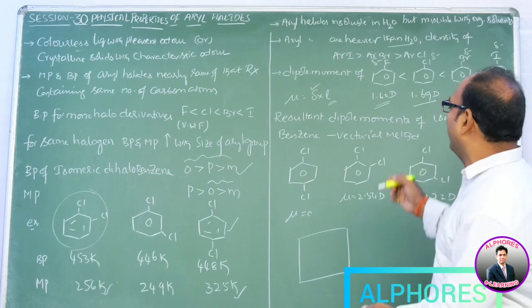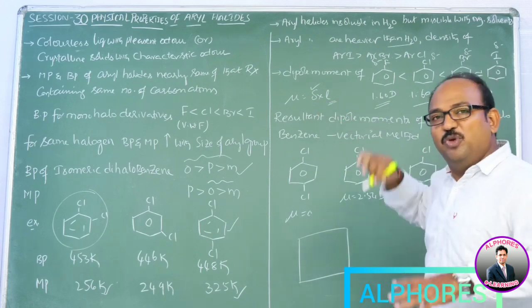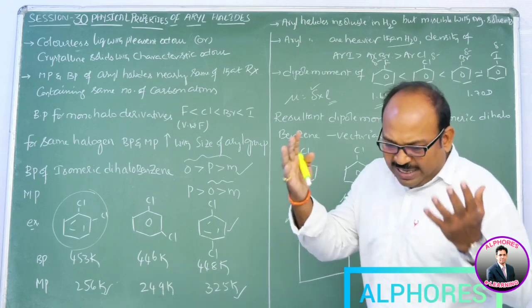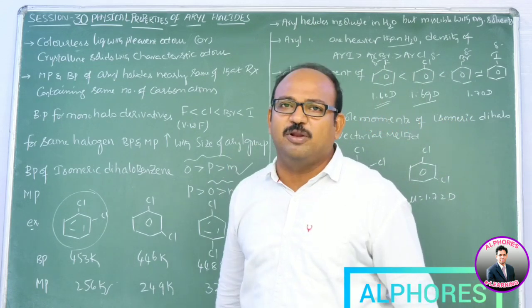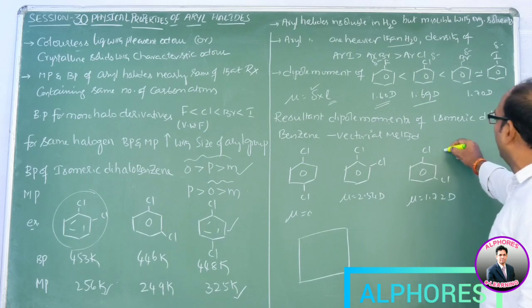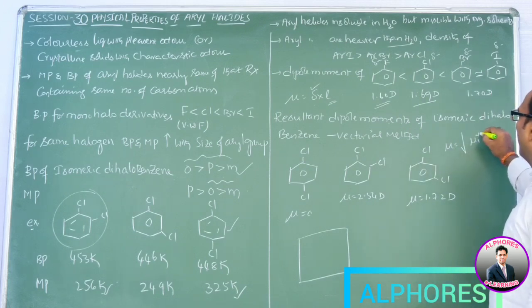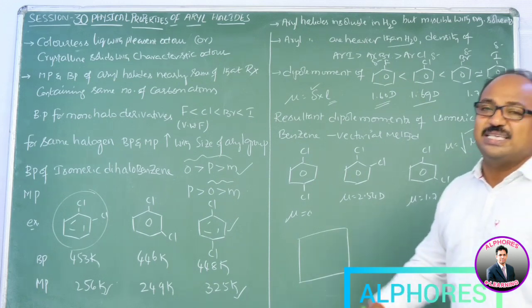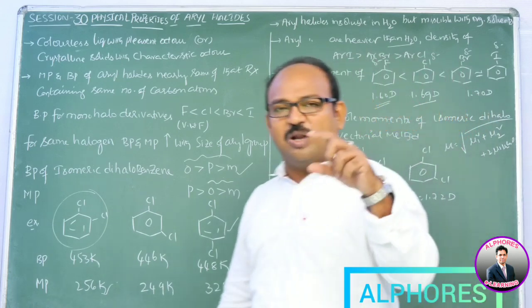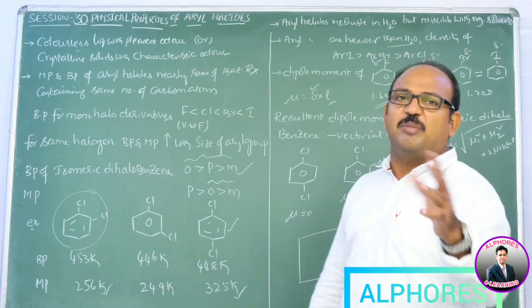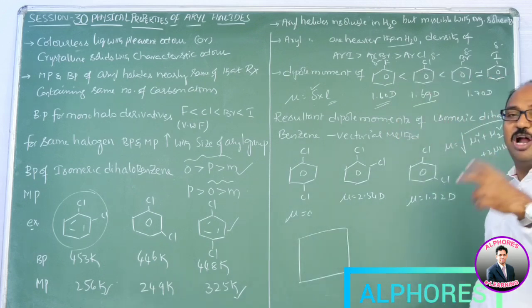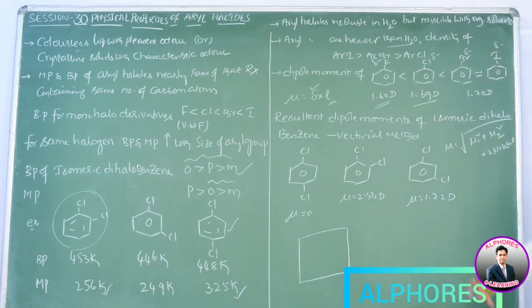Vector sum. If mu1 is one bond moment and mu2 is another bond moment, by merging these two, the net bond moment will be the vector sum. That is, the resultant is equal to the square root of mu1 square plus mu2 square plus 2 mu1 mu2 cos theta. So this is the vector sum.